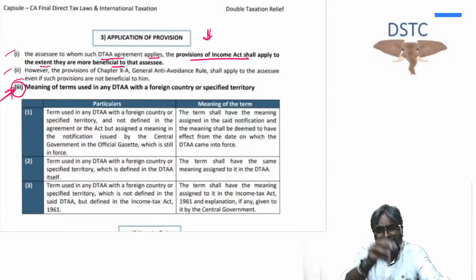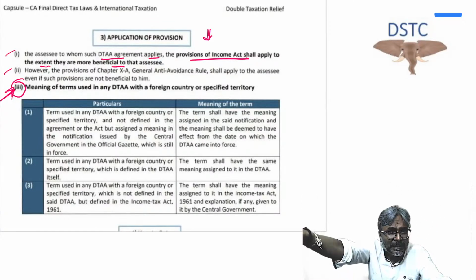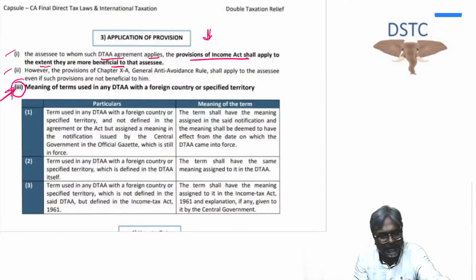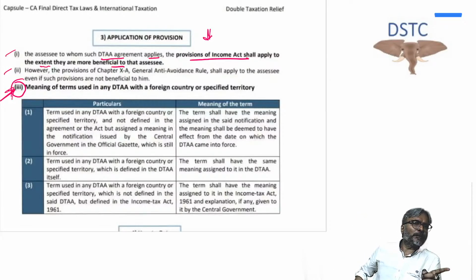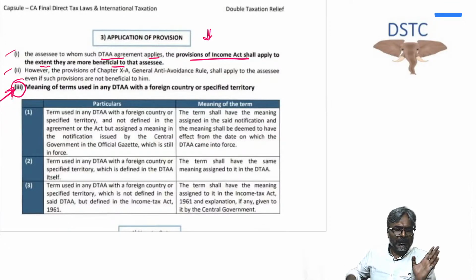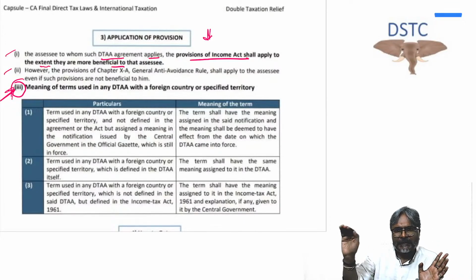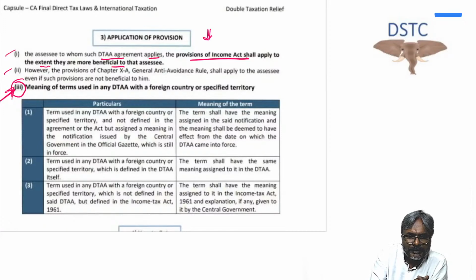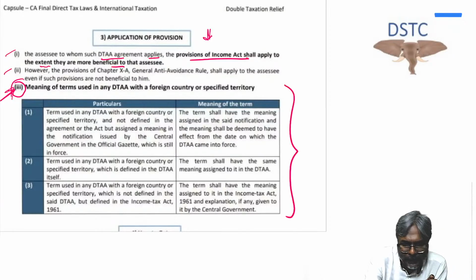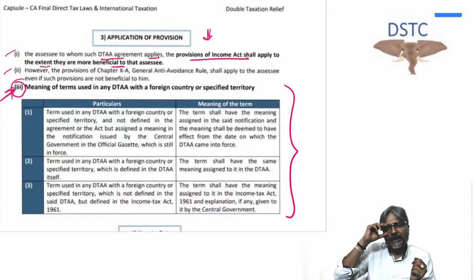If the Act says the income is taxable, and the treaty says no, it is not taxable in the source country, it is taxable in the resident country, the treaty will prevail. So if the treaty is more beneficial, the treaty will prevail. If the Act is more beneficial, the Act will prevail. All of you agree to this one? But one thing you should be very careful about is this part, students. This part is an important one. And what is that?